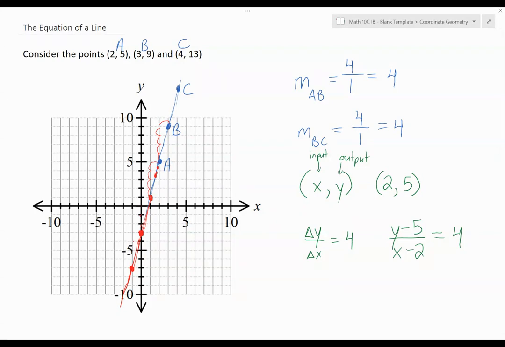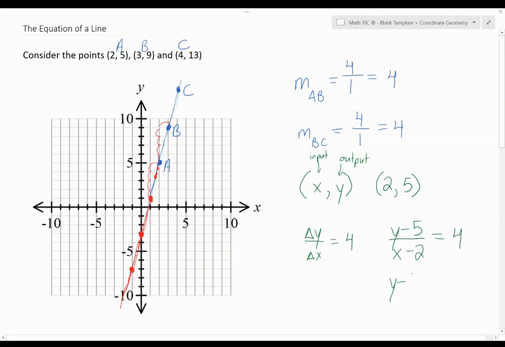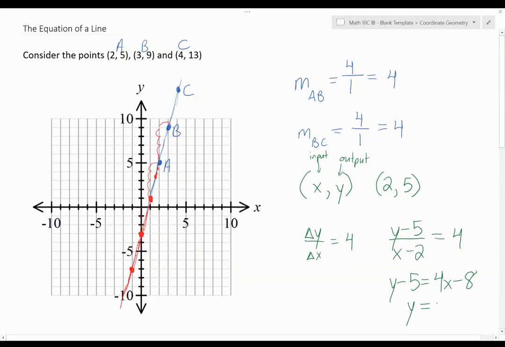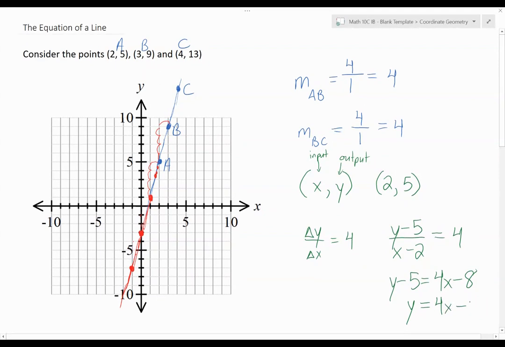I'm going to isolate y. And the reason I'm going to isolate y is because, as I said, y is our output. In other words, we want an equation where I can put in a value of x and easily calculate a corresponding value of y. So I'm going to start by multiplying both sides by x minus 2, which turns this into y minus 5 equals 4x minus 8, when I distribute 4 times x minus 2. And then I'll add the 5 to both sides to get y equals 4x minus 3.